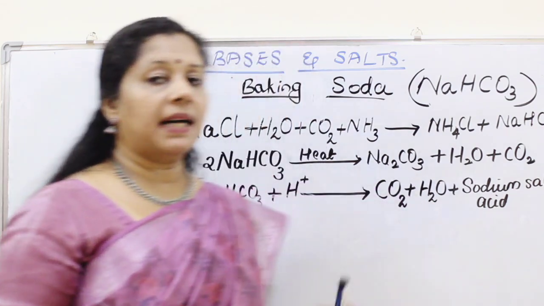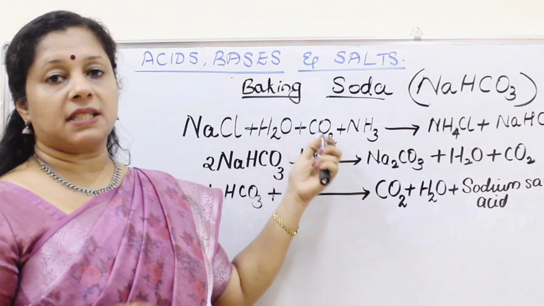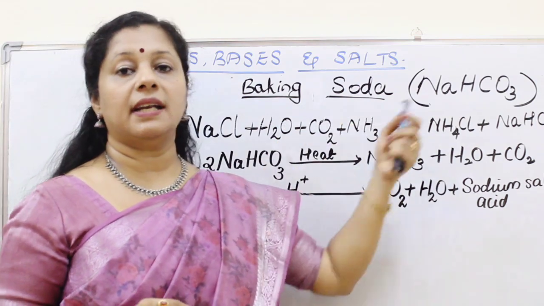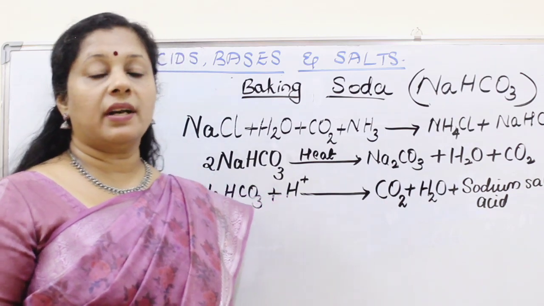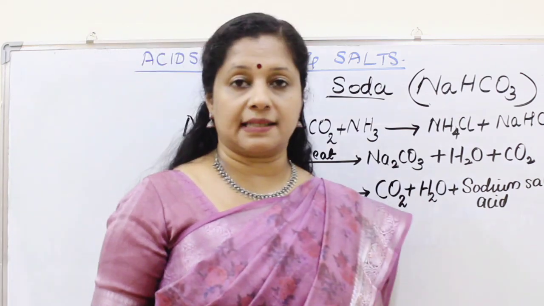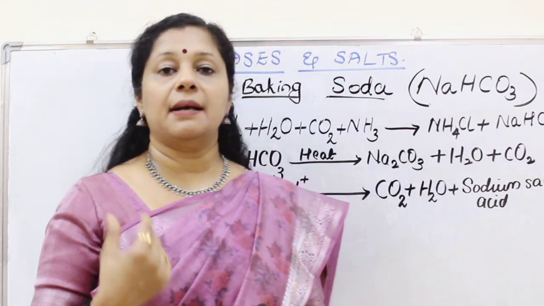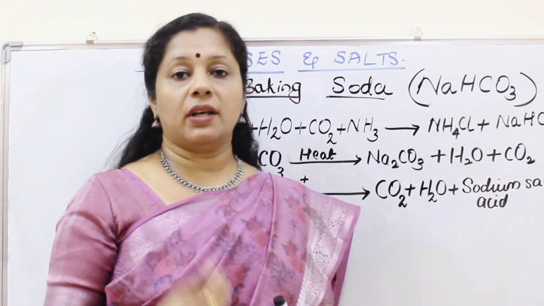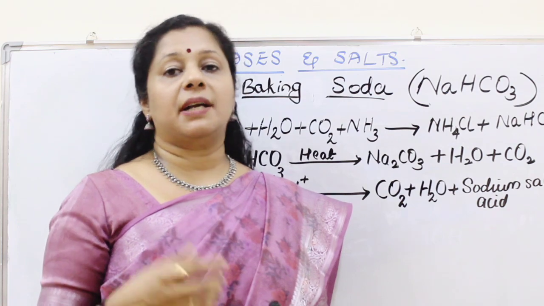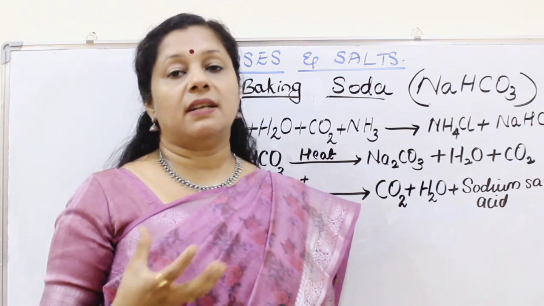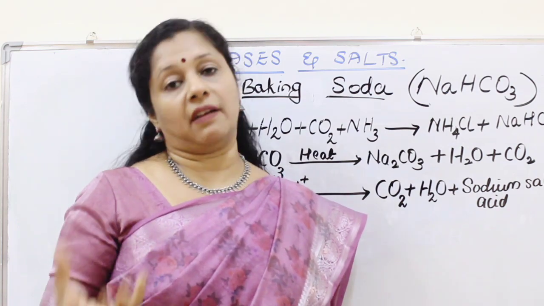Baking soda is NaHCO3. It is prepared by sodium chloride plus water plus carbon dioxide plus ammonia. We get baking soda and ammonium chloride. Then the baking soda, if we add mild edible acid like tartaric acid, we get baking powder. Baking powder on heating will produce sodium salt of that acid and carbon dioxide and water. This carbon dioxide will make the dish or the cake fluffy.